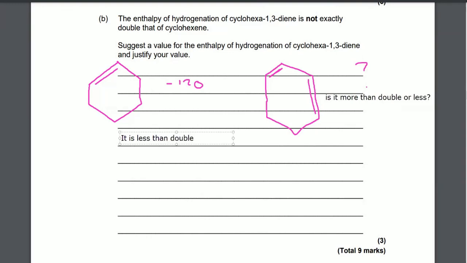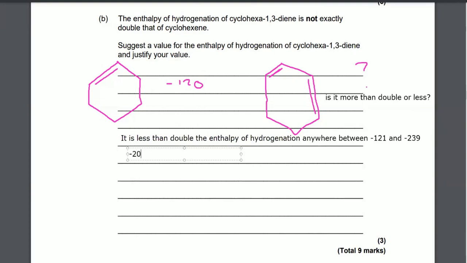And you'll get a mark for saying actually it's less than 240. You need to state somewhere between minus 121 and minus 249, so that you've appreciated that it's more exothermic than minus 120, but less exothermic than minus 240. So it's a bit more stable because it releases less energy when hydrogenated, which means it's at a more stable position. Now, why is it more stable?